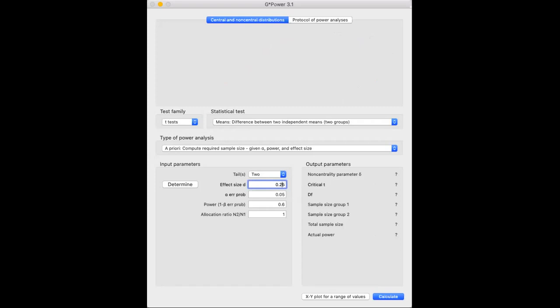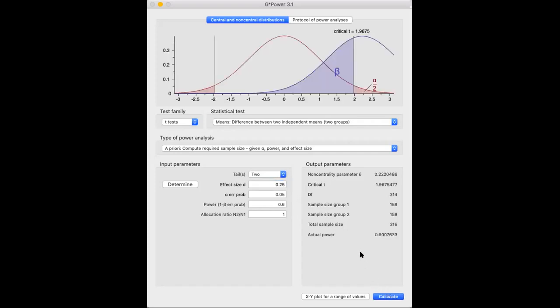do we need a larger effect size? Do we need a larger sample size or a smaller sample size in order to reach the same level of significance? If we run that, you can see that now if the effect size is only 0.25, then we would require 160 participants per group to achieve the same statistical power, right? So when the difference is smaller, we will need a larger sample size to achieve the same statistical power. Okay?